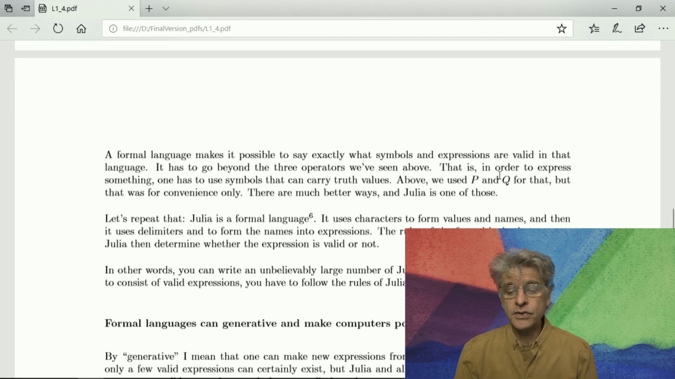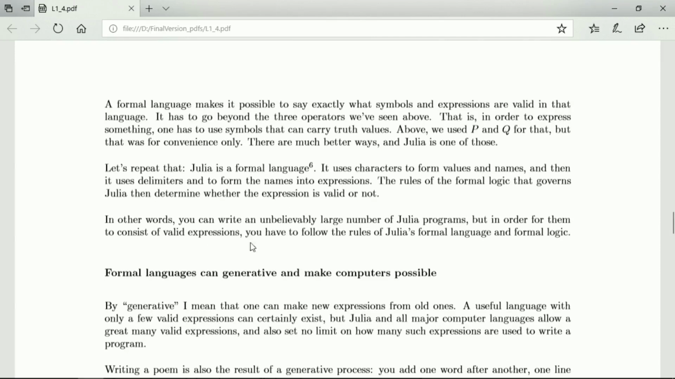So we have ways of combining, in Julia, formal expressions that are either true or false, and that means that Julia is actually a formal language. We have characters, and they give us values and names. And then we use delimiters and operators to form these names and values into expressions. So the rules of the formal logic that governs Julia determine whether the expression is valid or not. The result is that you can write an unbelievably large number of Julia programs, but in order for them to consist of valid expressions, you have to follow the rules of Julia's formal language and formal logic.